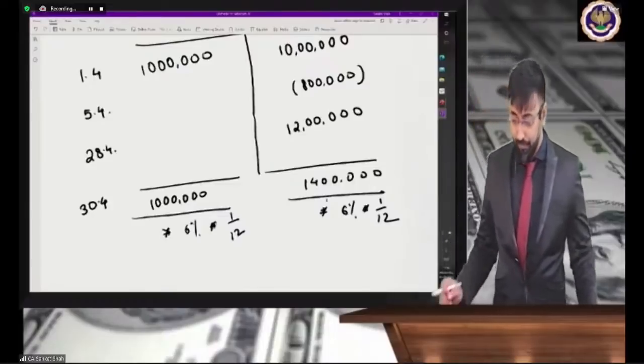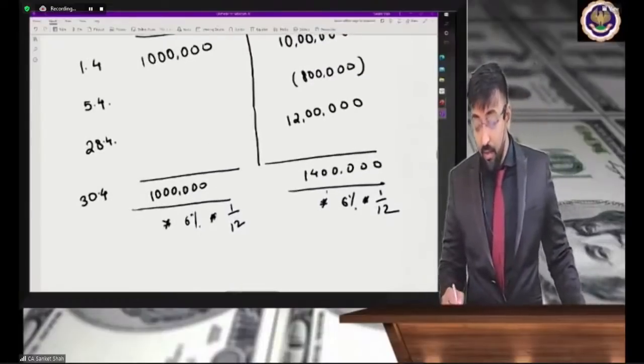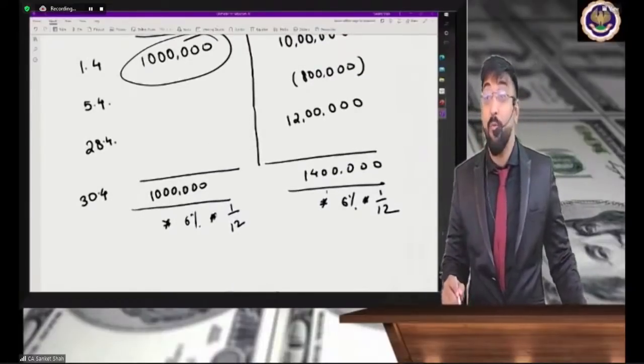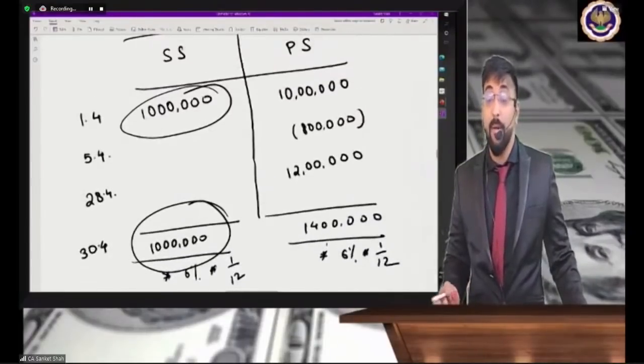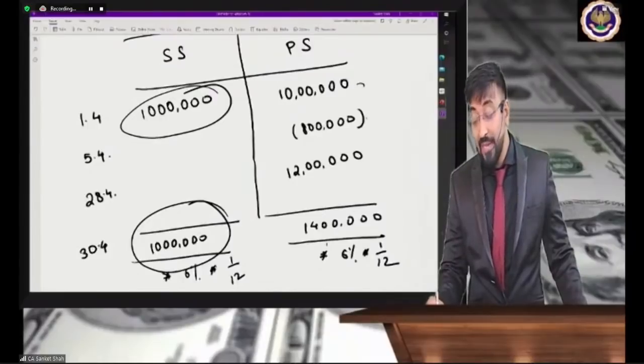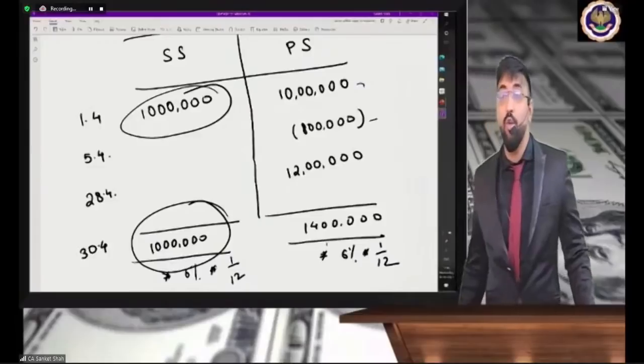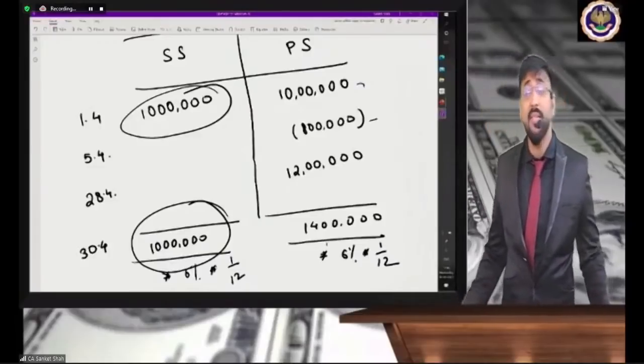Sanket sir has the full 10 lakhs rupees in business for the full month, but still he is getting less interest. But Pratham introduced 10 lakhs rupees and immediately withdrew 8 lakhs rupees, and on the last day introduced 12 lakhs rupees once again. Still he's getting interest on 14 lakhs rupees.